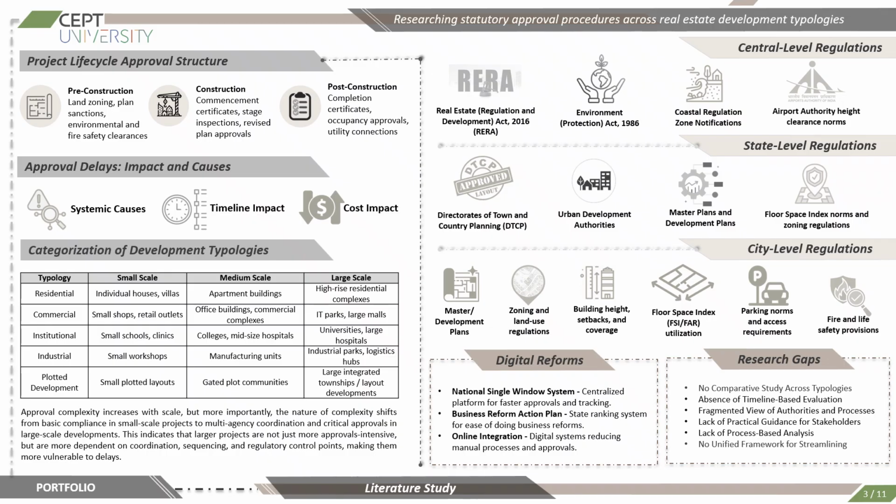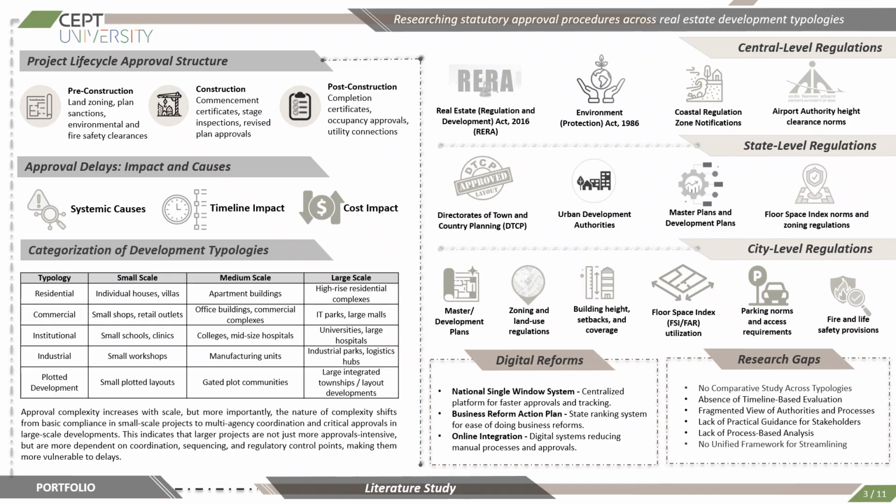The construction phase includes commencement certificates and inspections that ensure that the project is executed according to the approved plans and norms. The post-construction phase involves occupancy certificates, completion approvals, and utility connections that confirm whether the building is safe and ready for occupation. The study also examines how approval delays affect projects. Delays are caused by fragmented authority systems, procedural complexity, and lack of coordination. These delays not only affect the project timelines but also increase the project costs.